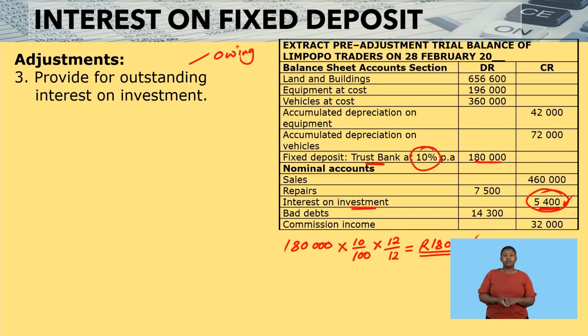The amount that is outstanding, therefore, how do I get it? I'll then say the amount that we are supposed to receive, which is 18,000, minus what we have already received, will now give us 12,600. This is what is owing or outstanding. This is the amount that we are supposed to receive, still accrued.